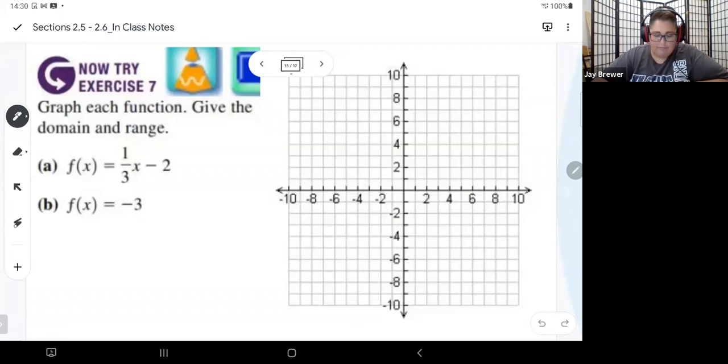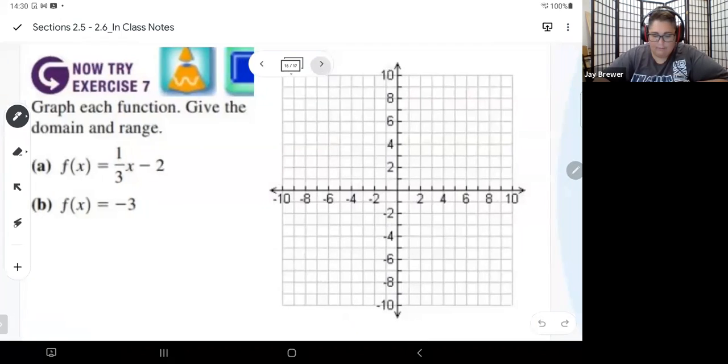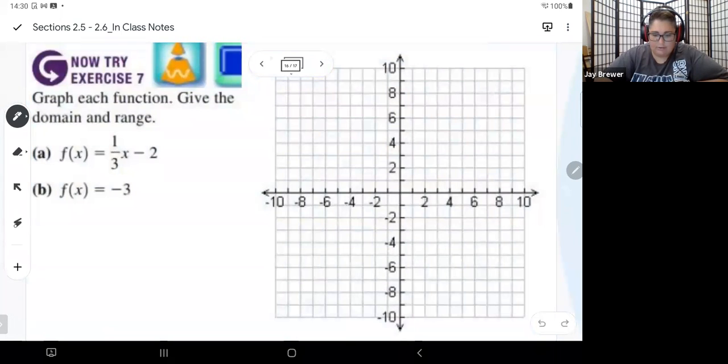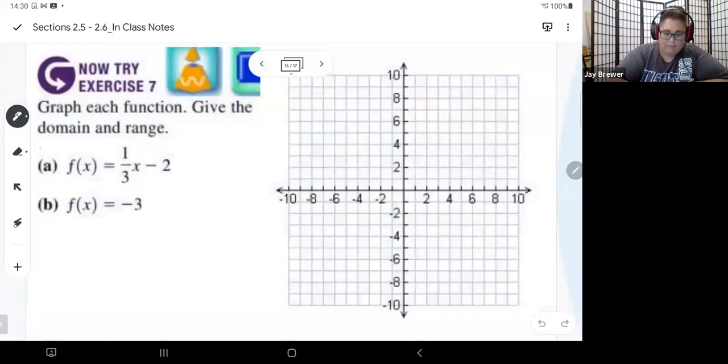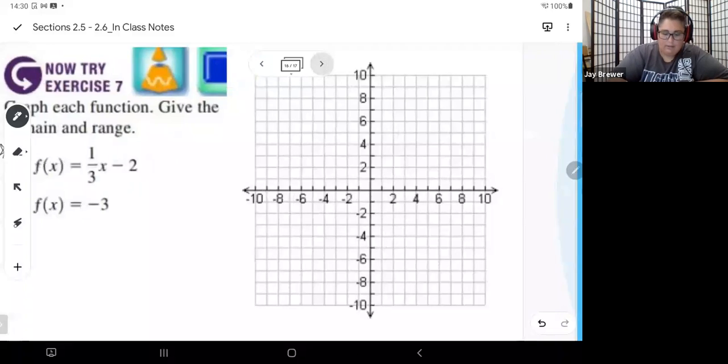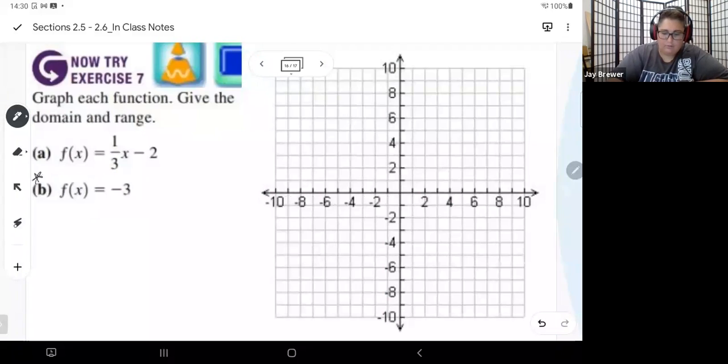All right, graph each function. Give the domain and range. All right, I think I have this on again. Do I? Yes, I do. So we're going to focus on A for this one, and then we'll do B on this one.